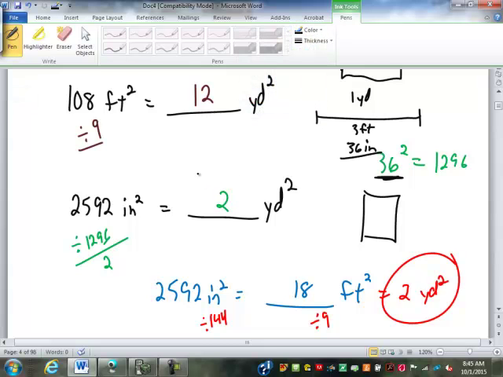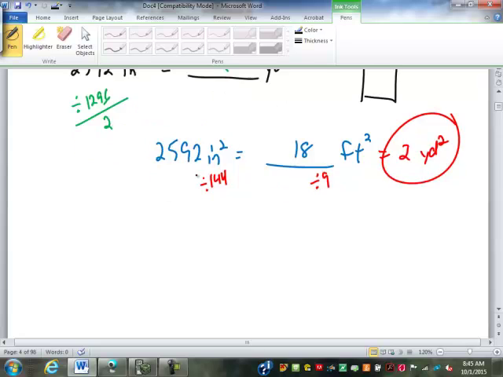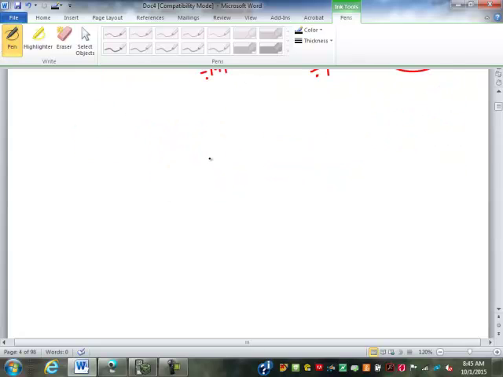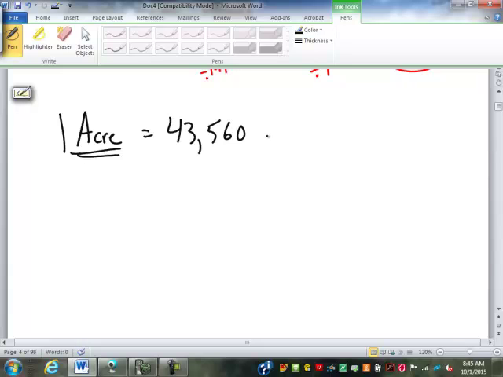There is a unit of area. Of course, these are units of area because they're squared inches, square yards, square feet. There's a unit of area that doesn't fit into all that, and that is the acre. Anybody know how big an acre is? 1 acre is 43,560 square feet.